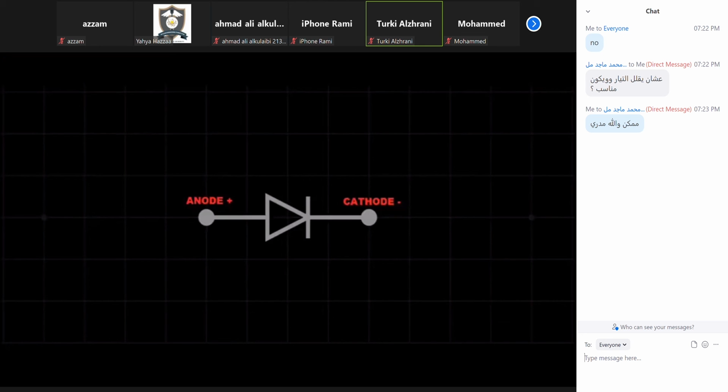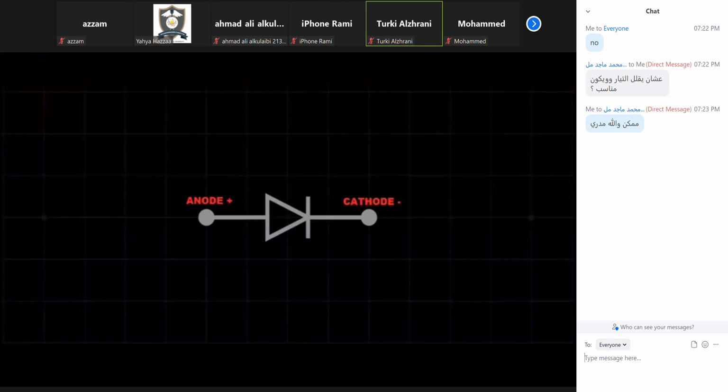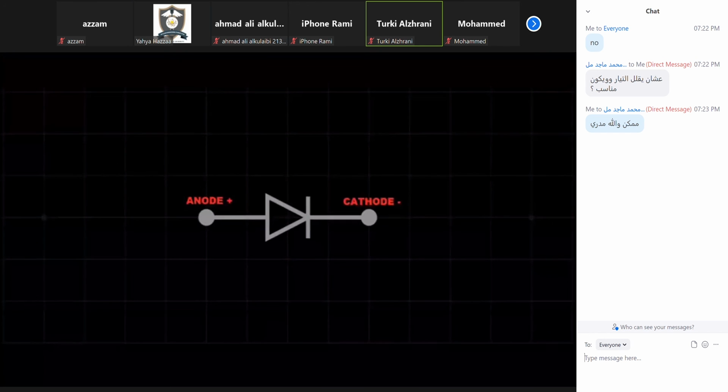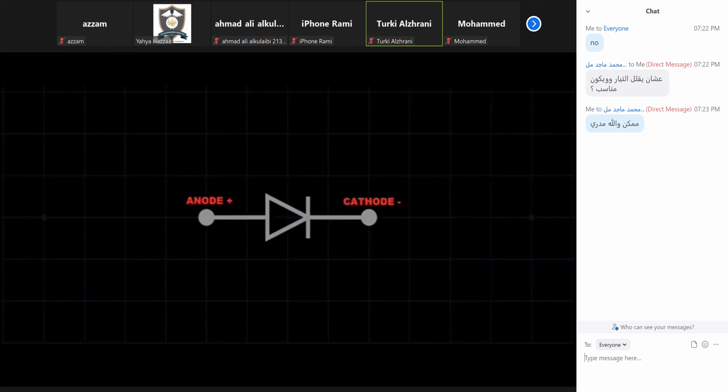If we look at the schematic symbol for the diode, we can see that it has a similar symbol to the LED discussed in tutorial 2. The diode has two terminals, which are called the anode and the cathode. Anode is the positive terminal and cathode is the negative terminal.